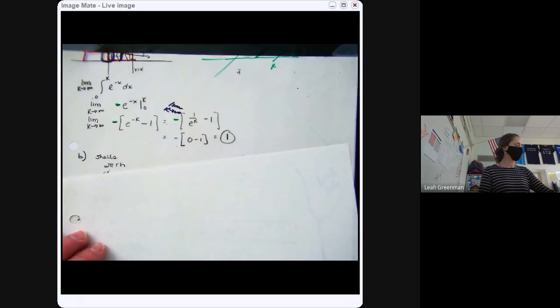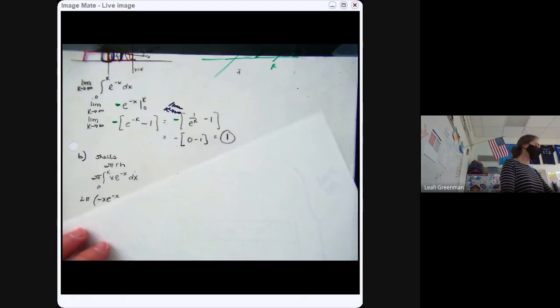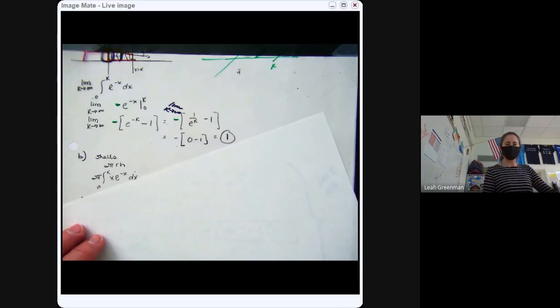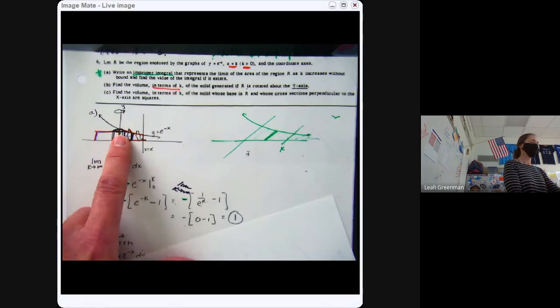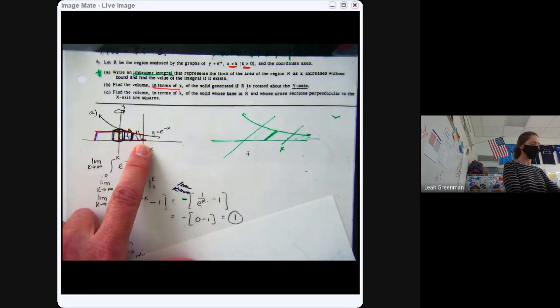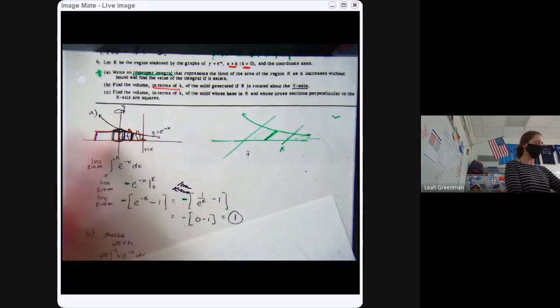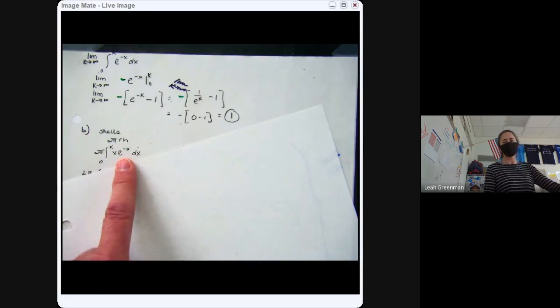The radius of the shell. So I take the 2 pi out. I'm going from 0 to k. We don't have a limit because they didn't actually want us to find diverge or converge. They just wanted it in terms of k. All right, 2 pi r. The radius of this shell is just an x value, whether I drew the rectangle here or somewhere else off to the right. The radius is that independent x. The height is that e to the minus x.